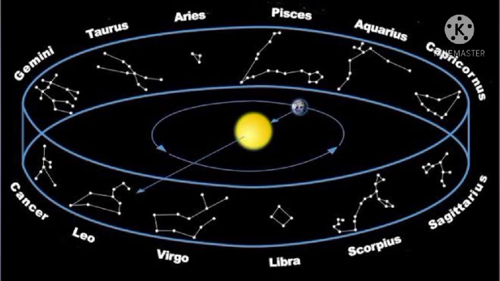And these names like Aries, Pisces, Aquarius, Capricorn are the names given according to their shape. It means the shape of that constellation resembles the shape of humans, objects, or animals. Due to that, these names are given to the constellations.